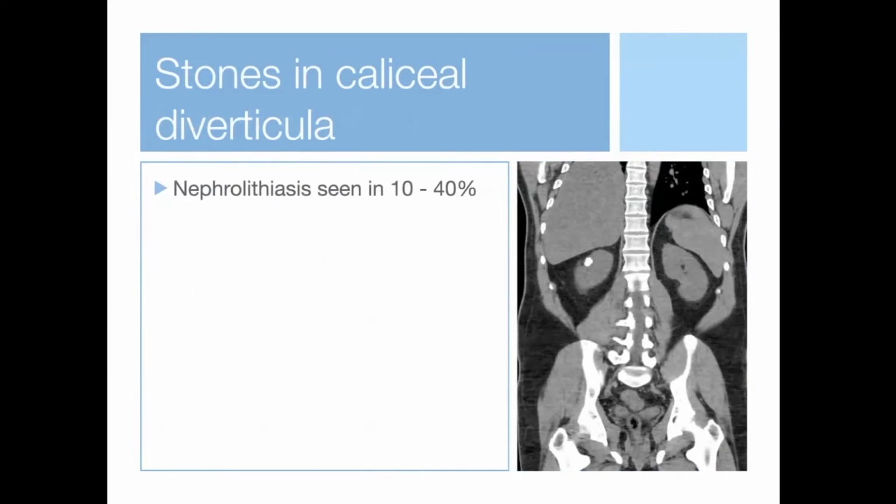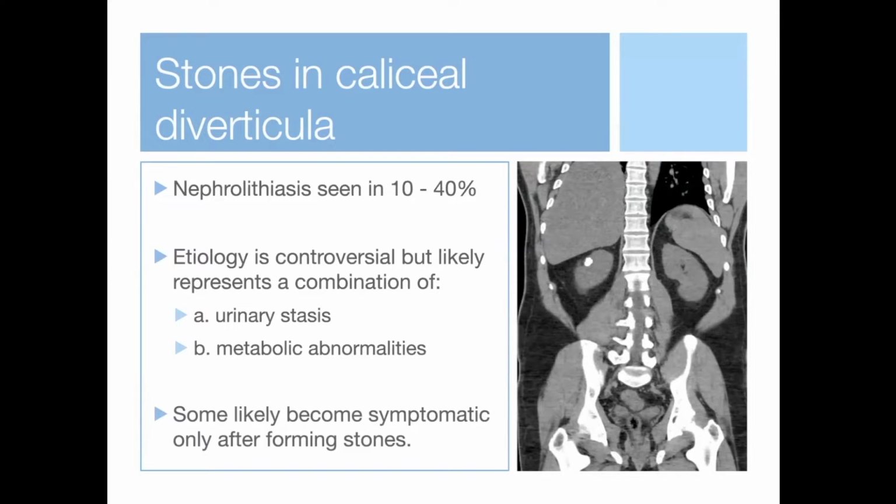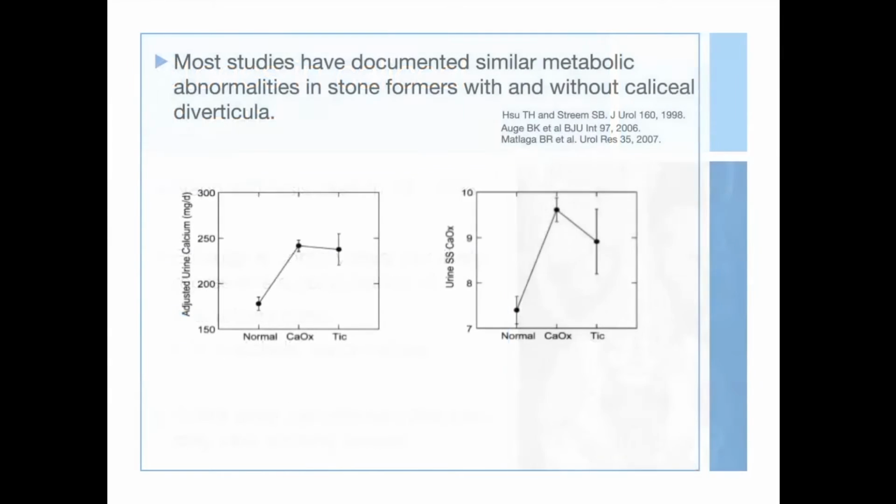So stones are seen in about 10 to 40% of Caliceal Diverticula. The etiology is somewhat controversial, but likely is a combination of urinary stasis and metabolic abnormalities that are pre-existing in the patient. Some likely become symptomatic only after they develop these stones.